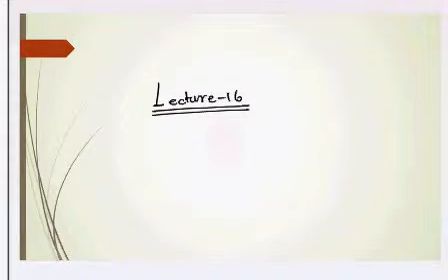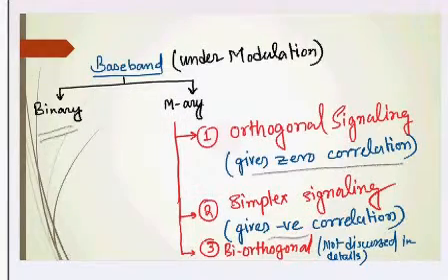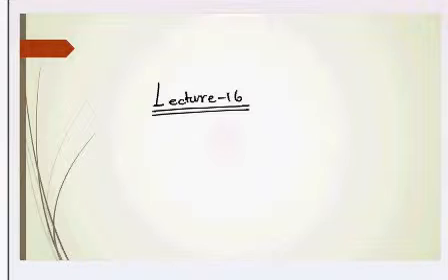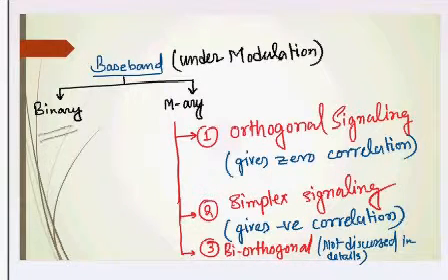Now lecture number 16. In this lecture we will discuss the baseband M-ary modulation. In this case basically we have orthogonal signaling, the simplex family, and the biorthogonal family. Detailed description of the biorthogonal family is not discussed here. For orthogonal signaling we have zero correlation, similar to baseband binary modulation, and simplex signaling gives negative correlation like antipodal signaling in binary baseband modulation.